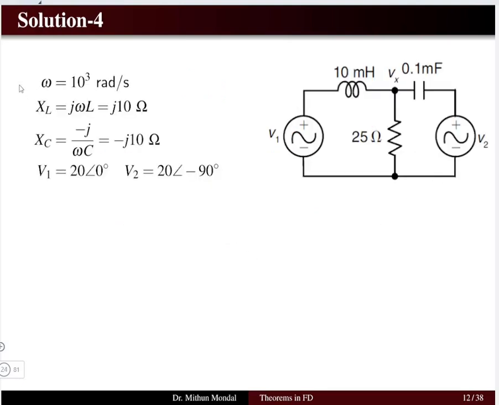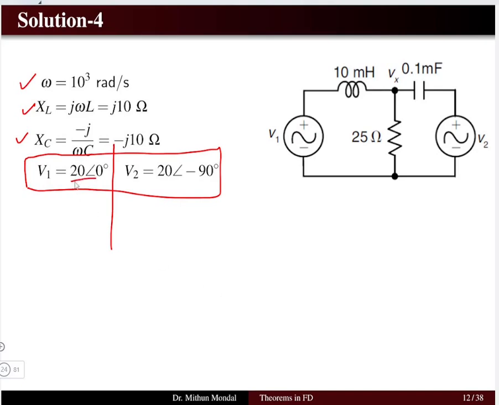So knowing that omega is 10 to the power 3 radian per second, we can obtain the values of XL and XC. Now V1 and V2, which are represented in the problem as cos and sine functions, we have to bring into the same individual function. So we can say that in the phasor format, V1 is 20 angle 0, whereas V2 is 20 angle minus 90 degrees to take into account the same sign convention. So the same trigonometric rules we have to apply whether it is sine or cos.